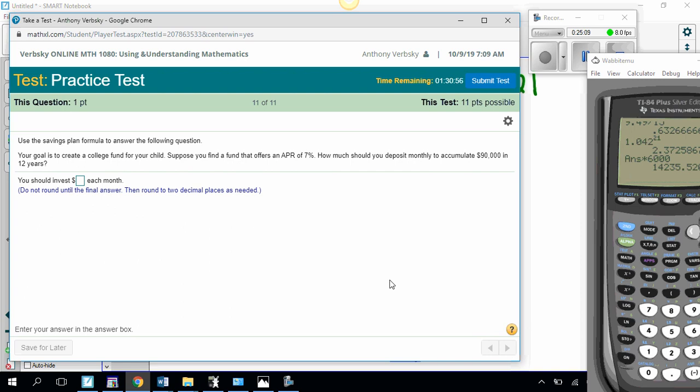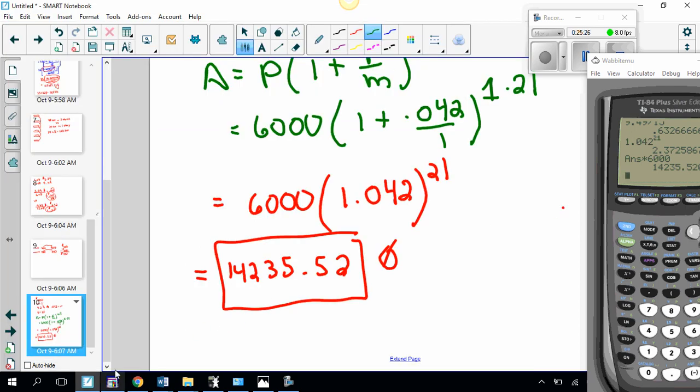You want $90,000 in a college fund, 12 years, 7%. Want to figure out how much to invest each month, so you need your payment formula. So 90,000, 7%, 12 years, monthly.